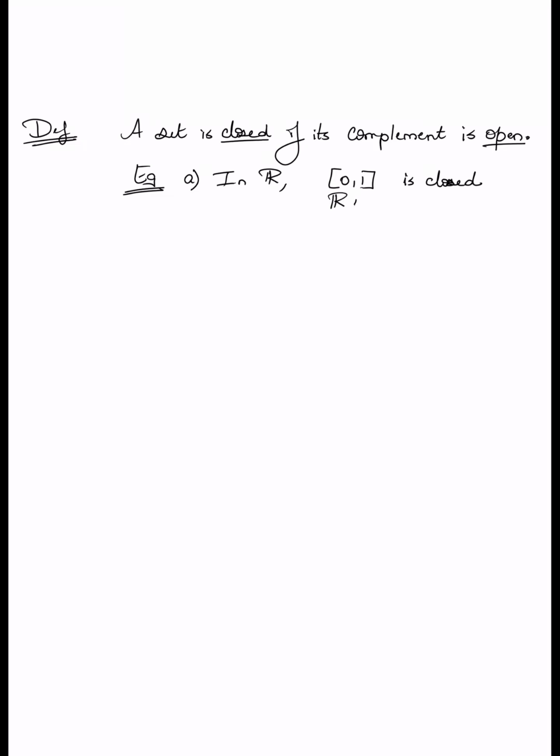Similarly, R and phi are also closed, right? Why? Because R and phi are complements of each other. So R is closed because its complement, i.e. phi, is open, and phi is closed because its complement, that is R, is in fact open, right? So R and phi are in fact both open and closed sets.